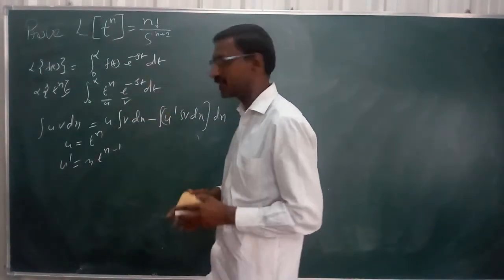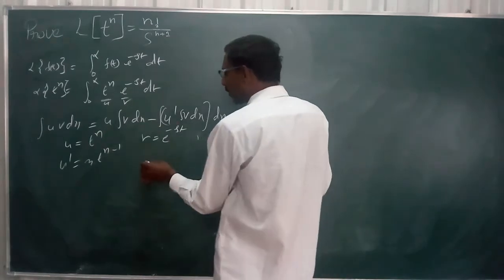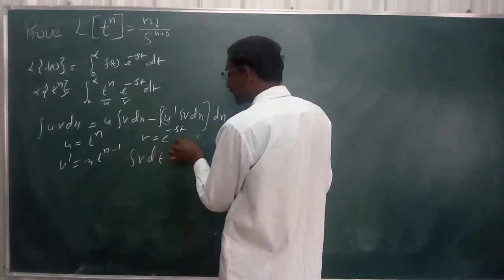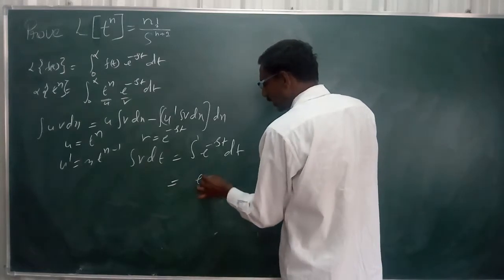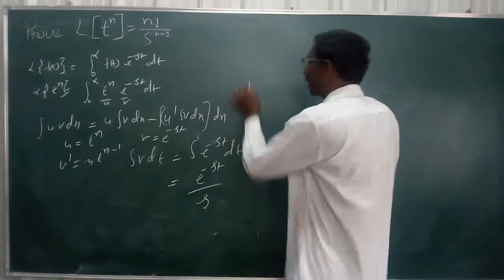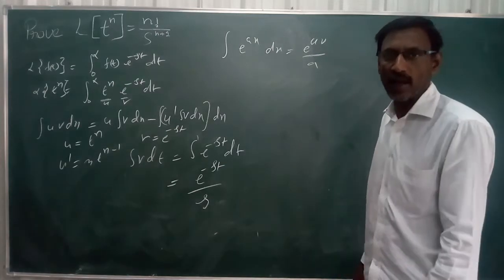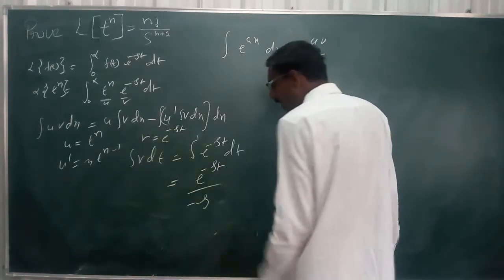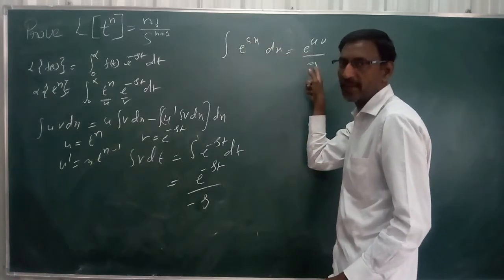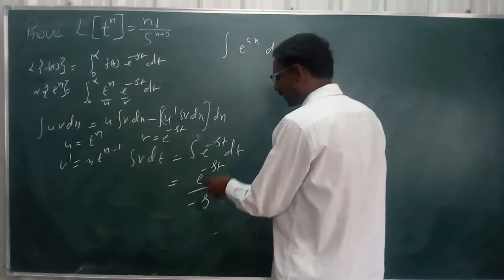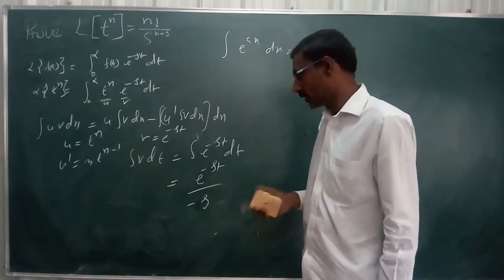The very next one, my v is e^(-st). Therefore, integration of v dt, because it is in terms of t, so integration of e^(-st) dt is equal to e^(-st) by minus s. By the formula, the integral of e^(ax) dx is equal to e^(ax) by a. Is it clear? Here we have minus, so if you have plus a here, we get plus a, and if you have minus here, we get minus a. So simply, the integration of e^(-st) dt is nothing but e^(-st) by minus s.